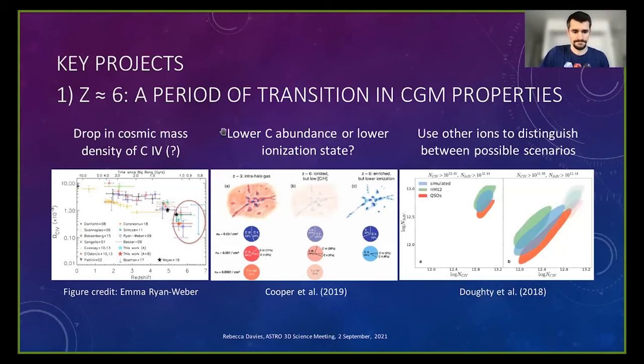Distinguishing between a drop in the carbon abundance and a softening of the UV background is tricky, but we can do it by including other ions in the analysis.